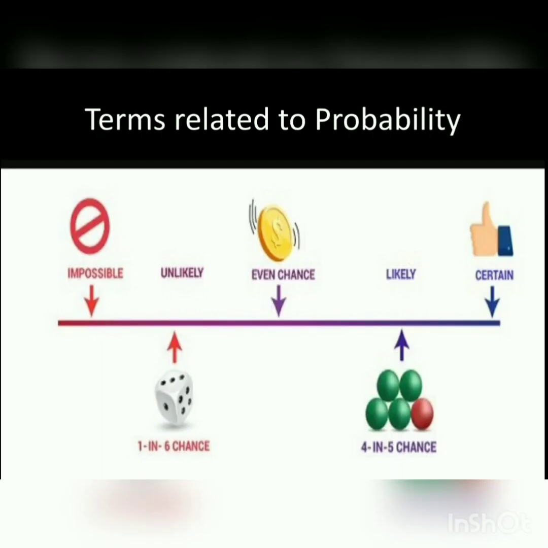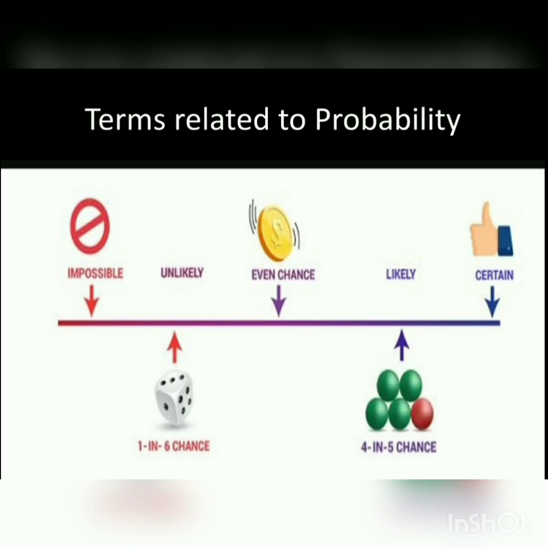Next, we have some terms related to probability. So we have impossible events, certain events, likely events, unlikely events, and equally likely events. Impossible events are the events that never happen. Its probability is always 0. Certain events are the events that occur 100%, and its probability is always 1. Likely events have more than 50% chance to occur. Unlikely events have less than 50% chance to occur. And equally likely events are the events that have equal, meaning 50%, chance to occur.